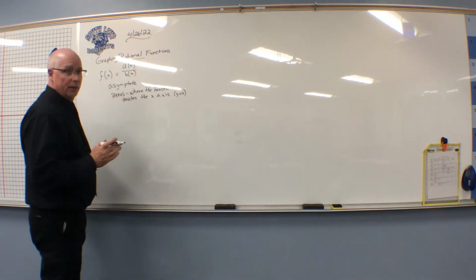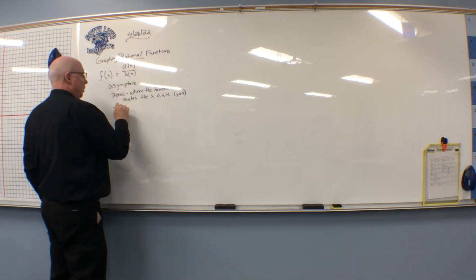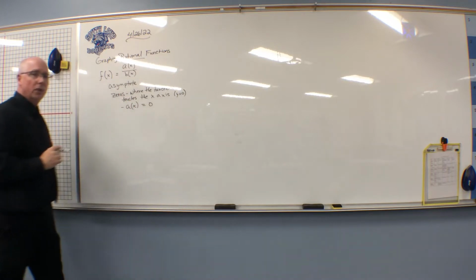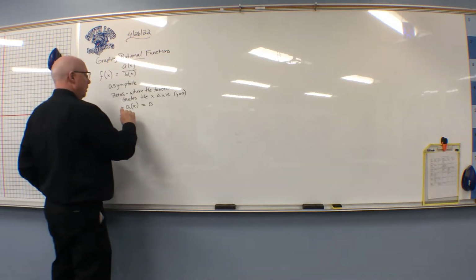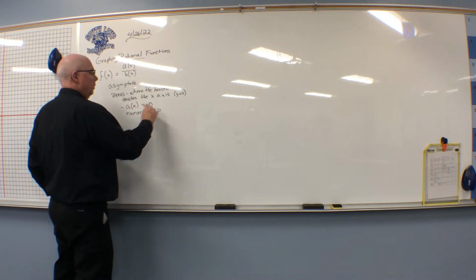The zero is fairly easy, all right? The zero, going back to this, is where a of x equals 0. So if you solve the numerator, if you say where is the numerator 0, that will give you the zeros.